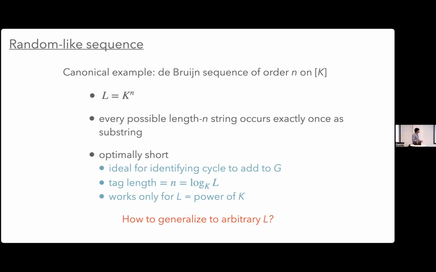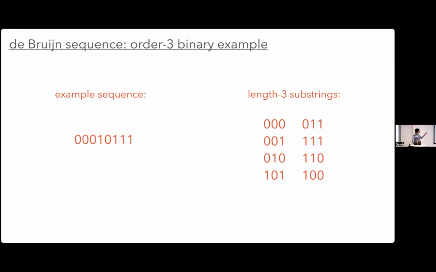That makes it ideal for this identifying cycle to add to the graph G, because that tag length is going to be the order of the De Bruijn sequence, n, which is log base k of L, the length of the sequence. This only works when that length is a power of k. But we'll have an arbitrary number of vertices in our graph. So how do we generalize De Bruijn sequences to arbitrary lengths? That's what this last part of the talk is about. But let's focus on De Bruijn sequences for a little bit longer.